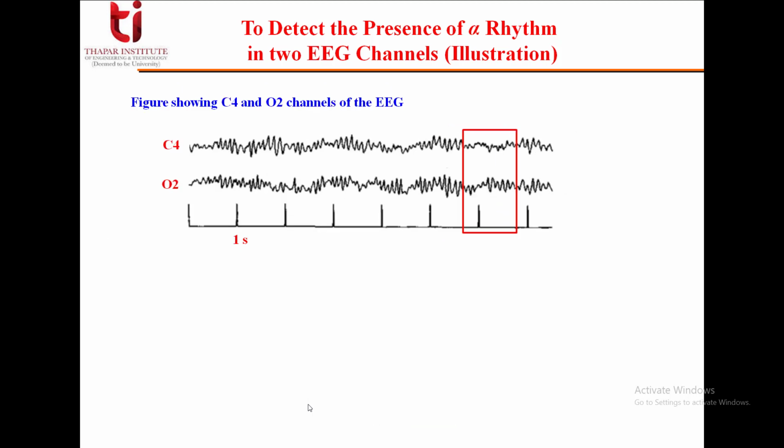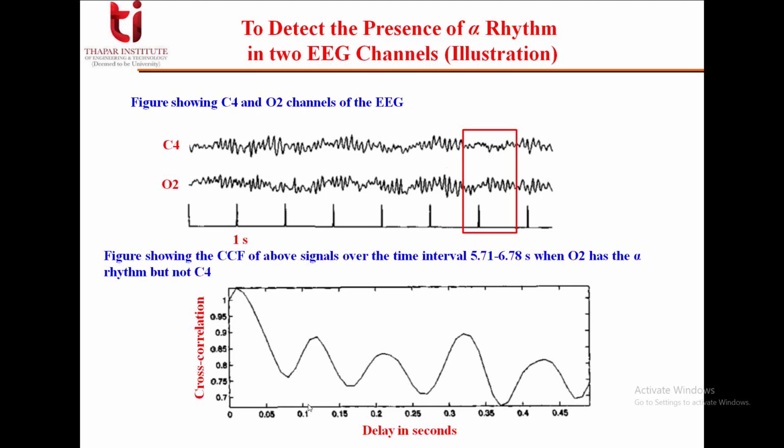Now let's consider another case, considering the signals from the C4 and O2 channels of the EEG. In this, you can see one is having alpha rhythm and the other is not. So we have taken this interval of 5.71 to 6.78 seconds. They are showing some peaks, but not that relevant, as we have seen when both the signals were having alpha activity. So that says that in this case only one signal is having alpha activity.